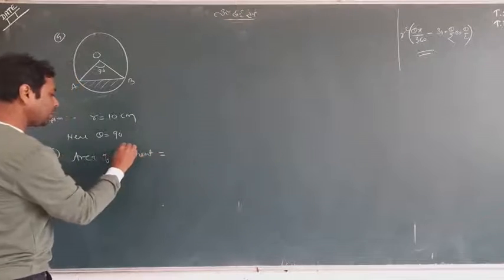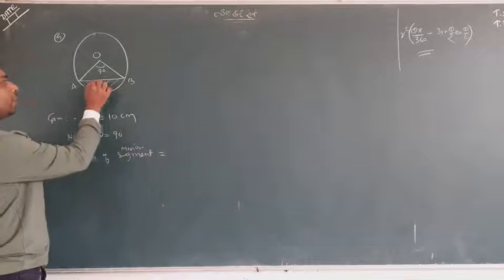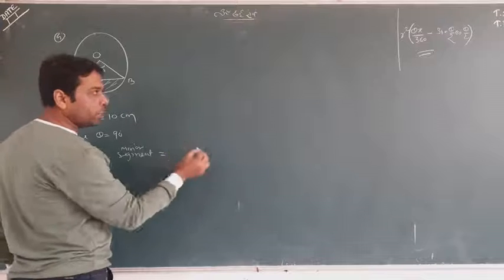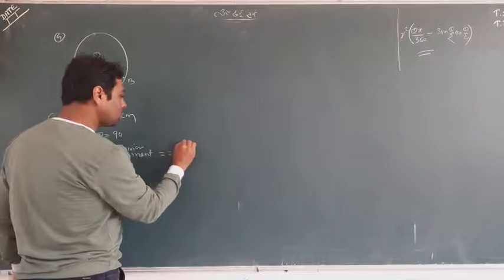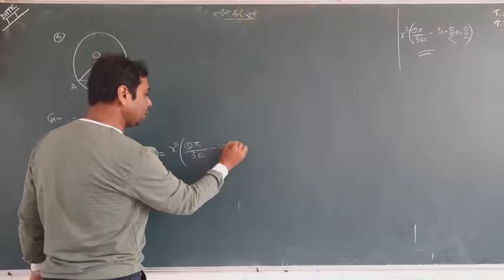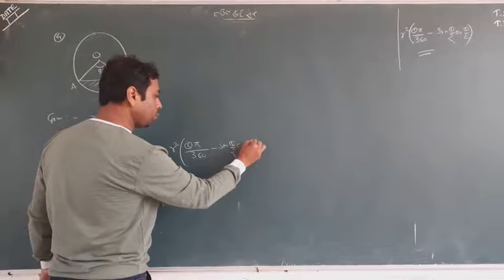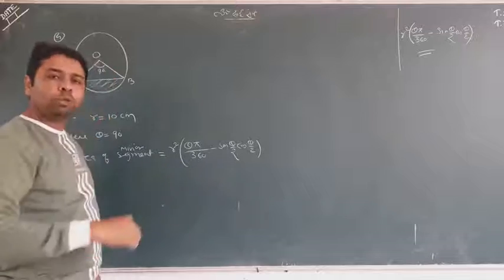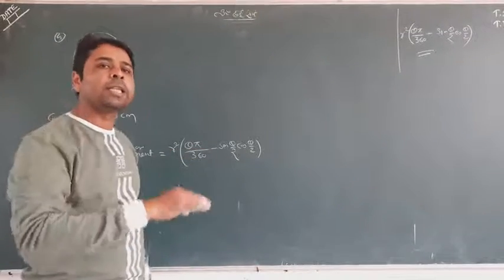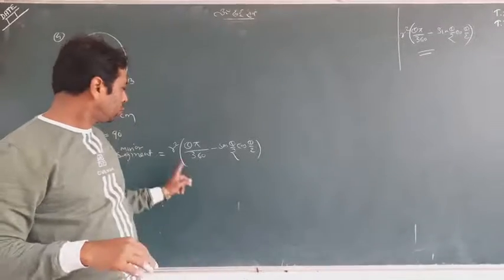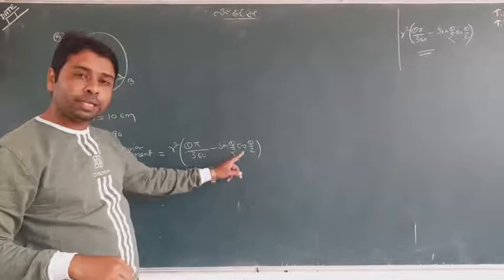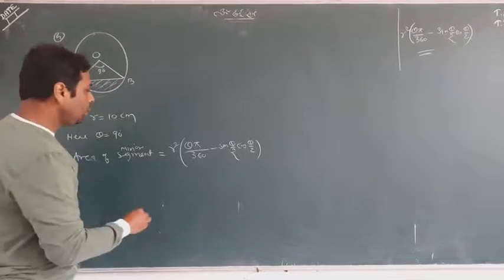So it is called the minor segment, definitely this one. The formula is already taught to you, that is r square theta pi upon 360 minus sin theta by 2 cos theta by 2. Instead of that, you can use the same formula which I explained to you today and in early classes: r square by 2 into theta pi upon 180 minus sin theta. You can also use this one.